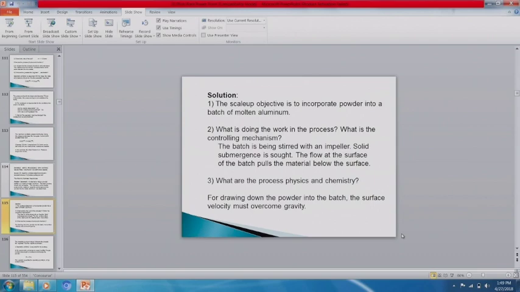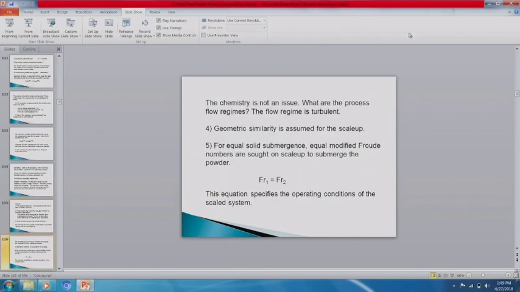Well, scale up. Objective is incorporate the powder into the batch. What's doing the work? What is the controlling mechanism? Batch is being stirred with an impeller. Solid submergence is being sought. Flow rate at the surface pulls in the material. Process physics is the drawdown of the powder into the batch, and the surface velocities must overcome gravity, right? Chemistry is not an issue. What's the process regime? Turbulent, we're going to assume.